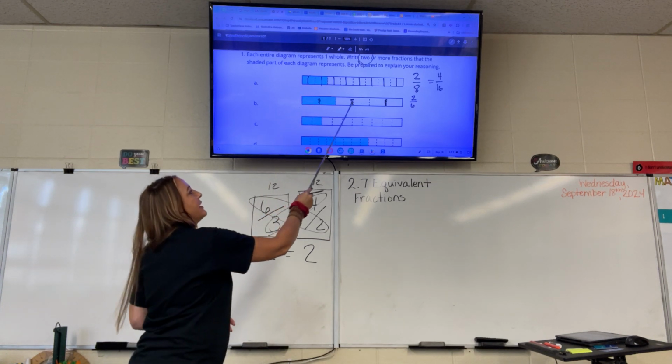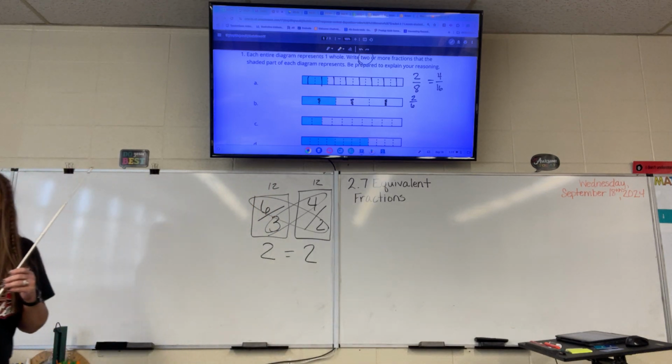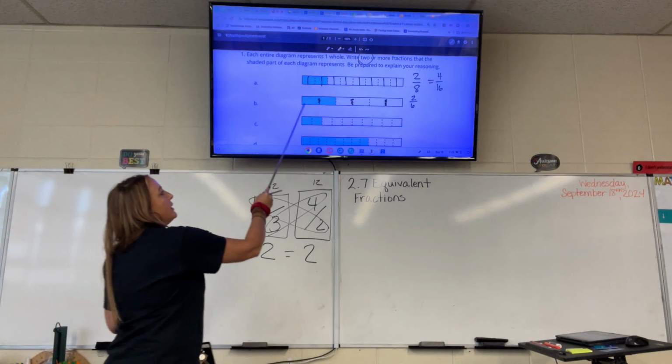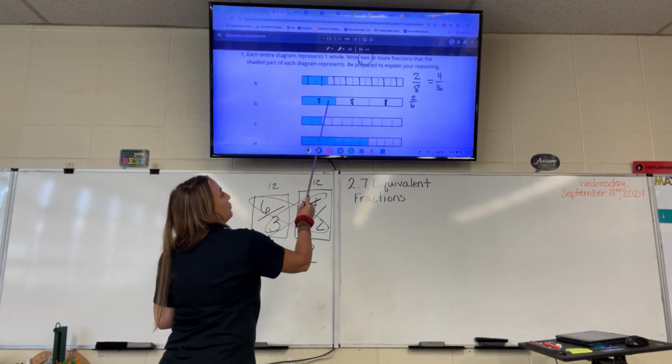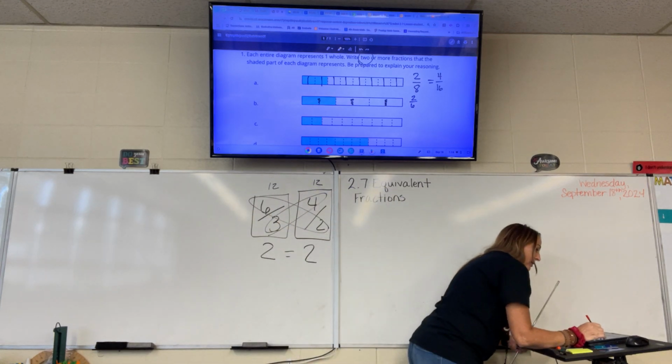If it weren't there, how many parts do we have now, Audrey? 1/3. 1/3, right? So there's one blue section and 1, 2, 3 that are total.